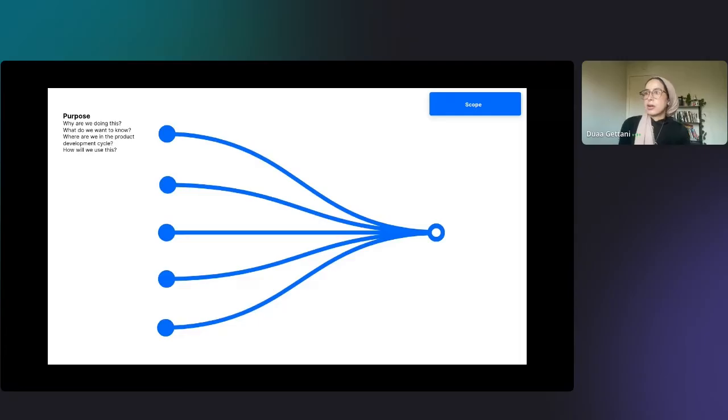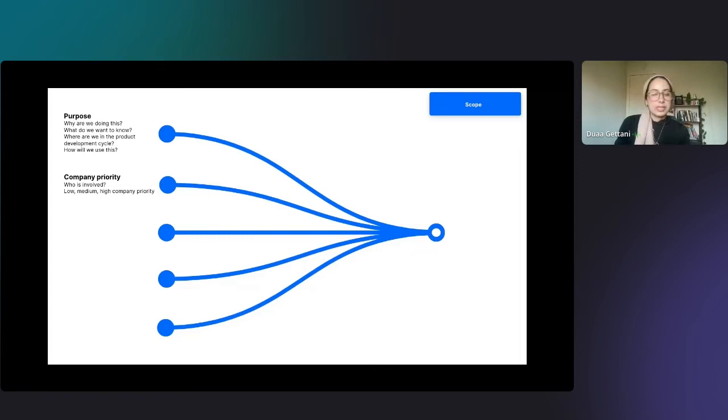Consider whether the work is tactical, low level, reactive, or strategic, and where in the product cycle it is. We ask these questions: Why are we doing this? Why do we want to know? What do we want to know? Where are we in the product development cycle? And then we think about company priority.